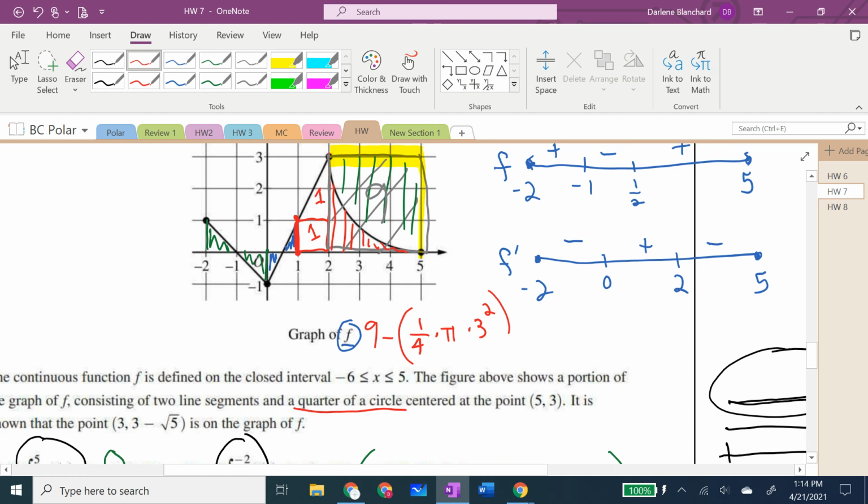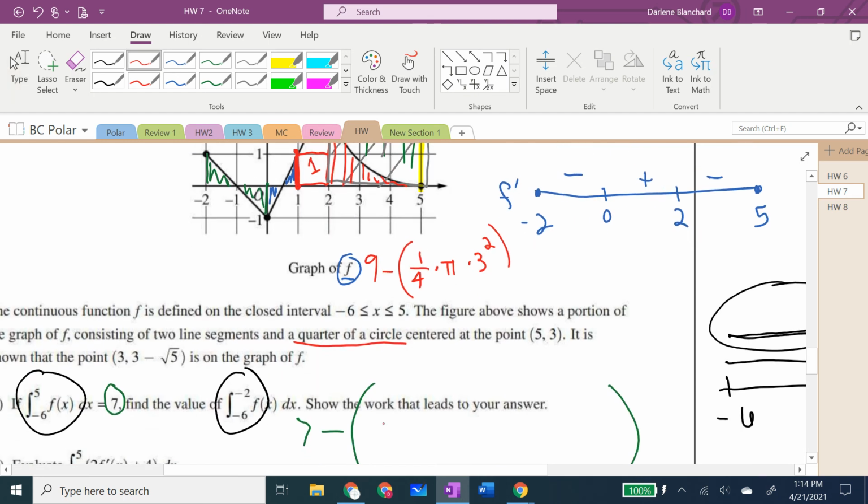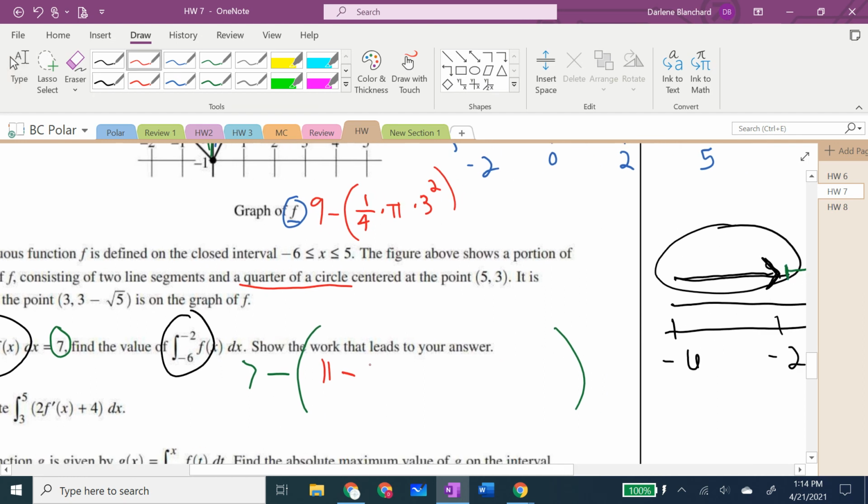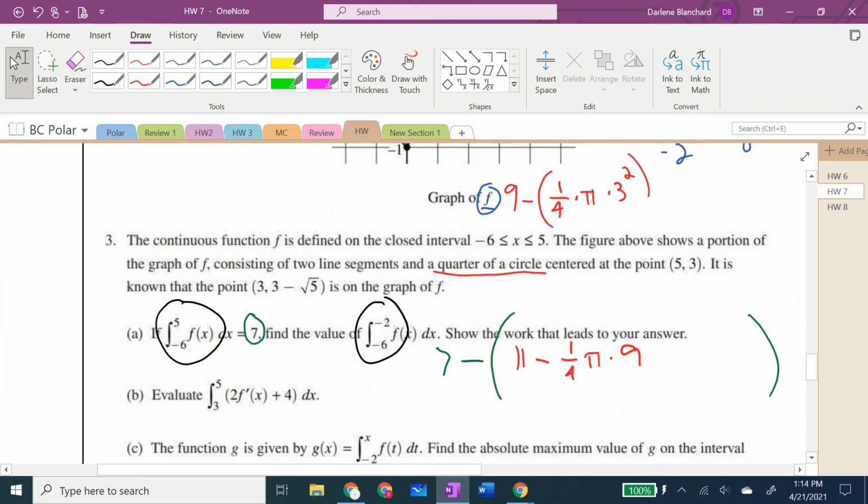And then I have these two over here as well. So 11 minus the 1/4 pi times 9. And you know what? It's free response. Leave it. Let it be. Okay, moving on. Part B.